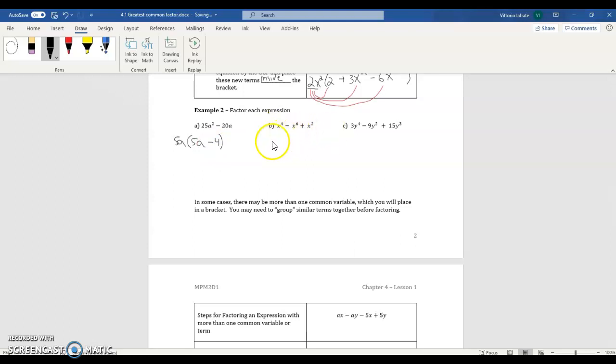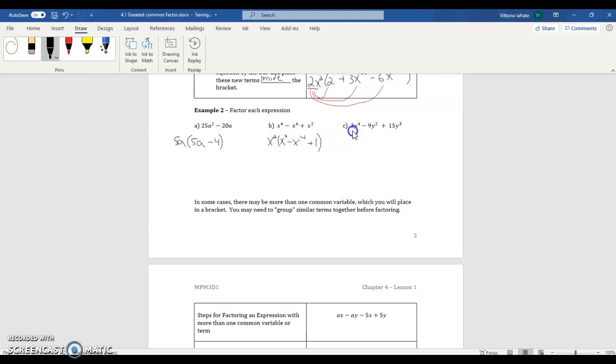So coefficient-wise, it looks like our greatest common factor is going to be 1. Variable-wise, our greatest common factor is going to have x. And the degree that they all would have in common would be 2 at the most, because that's the smallest one over here. We're going to open up our brackets there and start placing in some terms. So x to the 4 divided by x squared is x squared, minus x to the 6 divided by x squared, which is x to the 4, plus x squared divided by x squared, that's just 1. And there we have it.